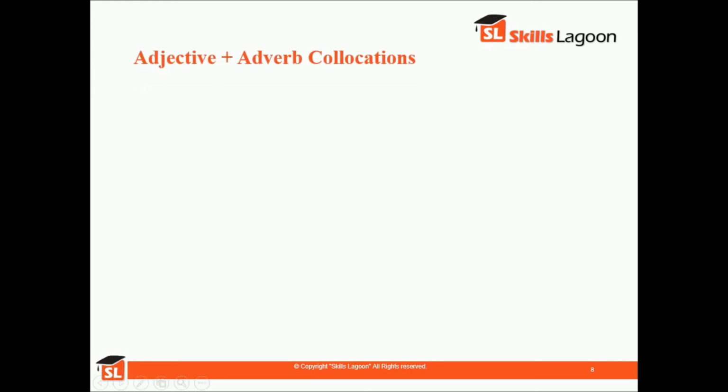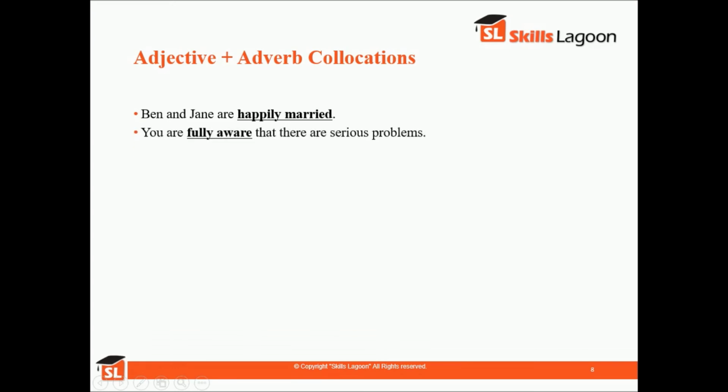The first type of collocation is adjective plus adverb collocations. For example, Ben and Jane are happily married. You are fully aware that there are serious problems. George was blissfully unaware that he was in danger.